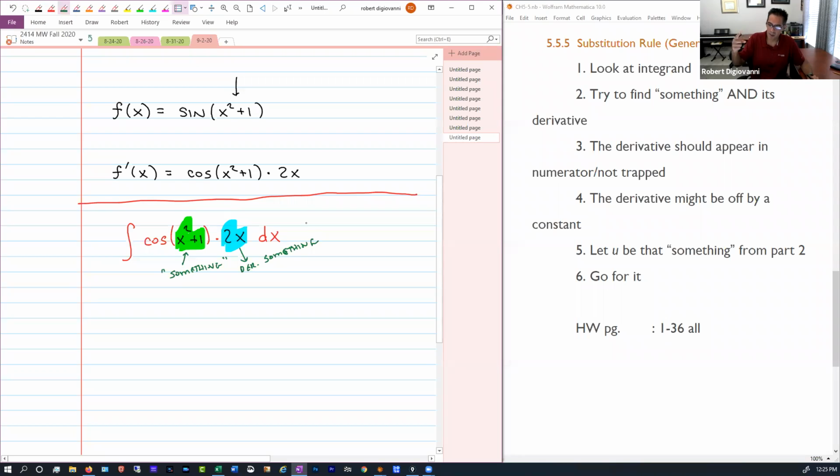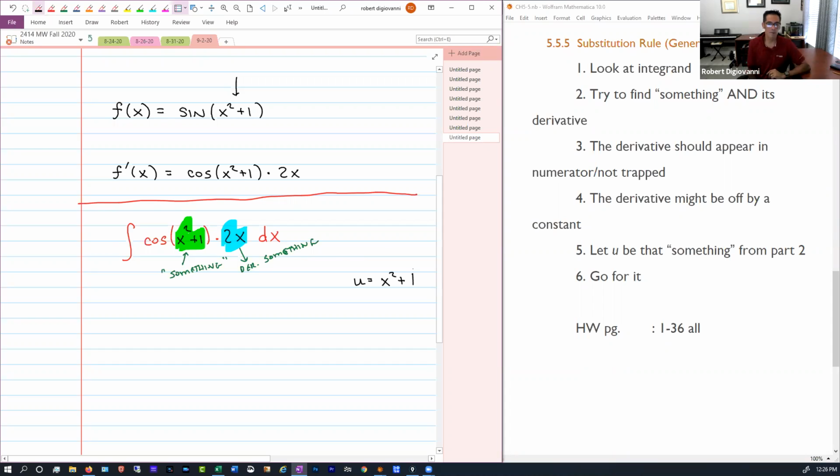So we looked at the integral, we found something and its derivative. The derivative wasn't trapped. It's in the numerator. We're all good to go. Here we're not off by a constant. So what do we do? Well, let u be the something from part 2 and go for it. All right, so what I'm going to do is make a substitution. Over here on the side, I'm going to let u be equal to the something that I chose.